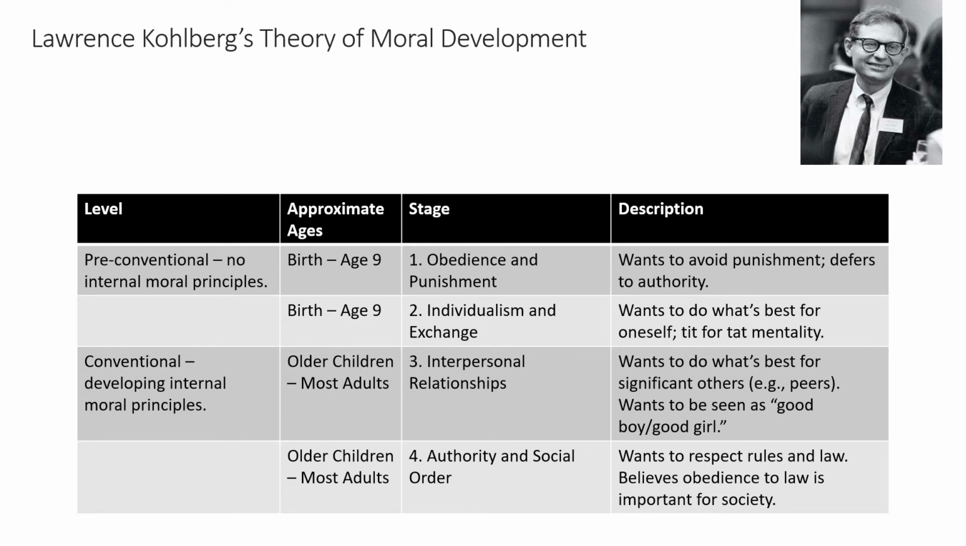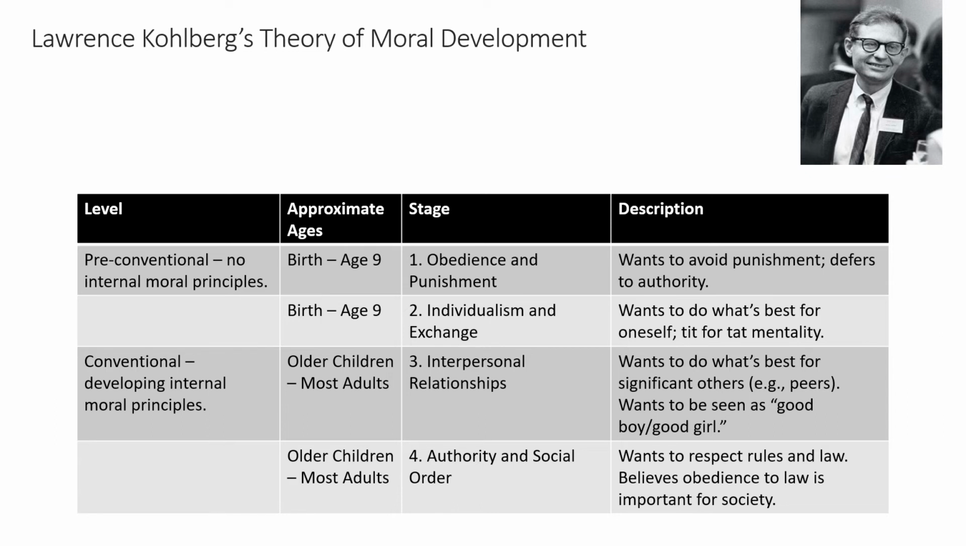The second stage at this level is called individualism and exchange. This generally occurs around the age of preschool. At this stage, the child has figured out that they want to do what's best for themselves, and they have a tit-for-tat mentality. So, for example, if the child wants a toy and another child is playing in the sandbox with that toy, the child might just go over and take the toy, doing what's best for oneself.